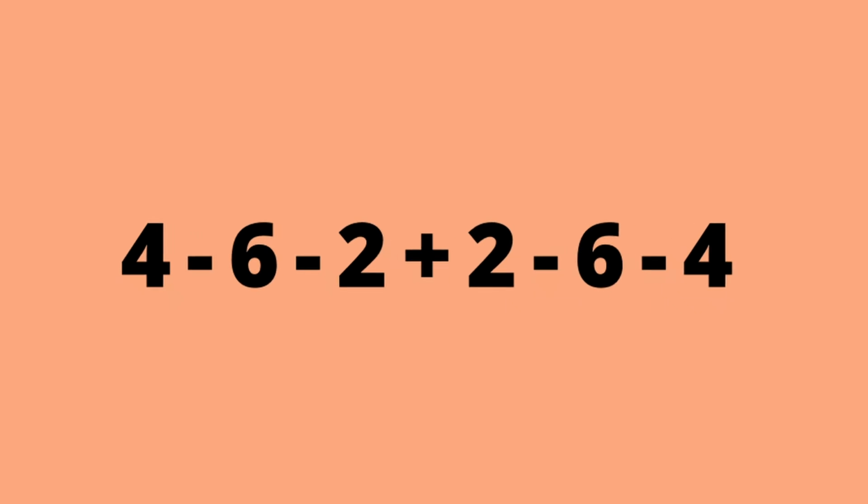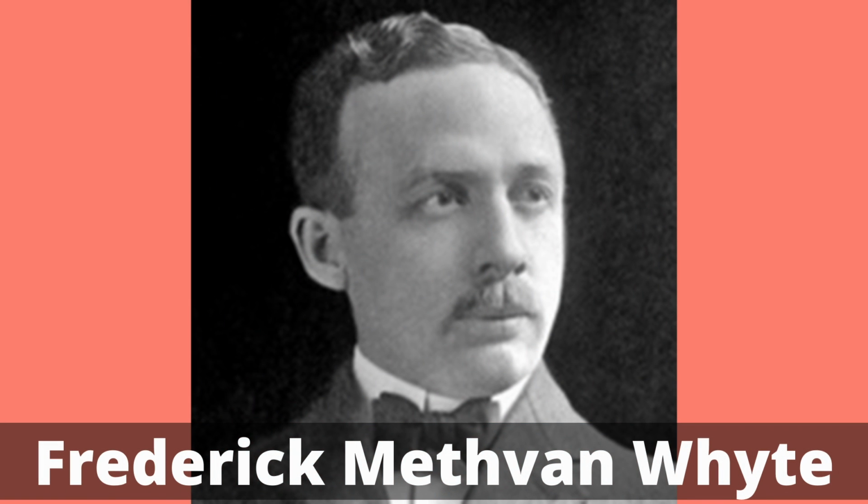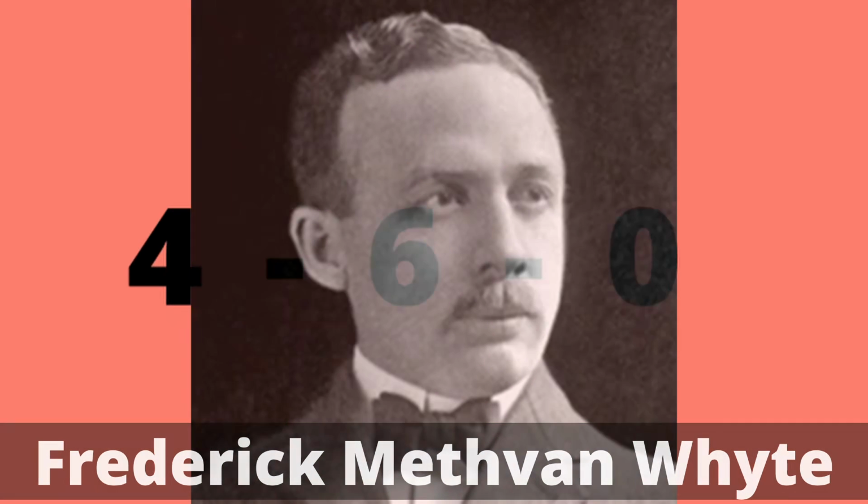The Whyte Notation is a method by which steam locomotives are classified by their wheel arrangement. That should clear everything up, right? Okay, what do we mean by wheel arrangement? Let's break it down. This wheel classification system was devised in 1900 by Frederick Methven Whyte, who was a mechanical engineer for the New York Central Railroad.